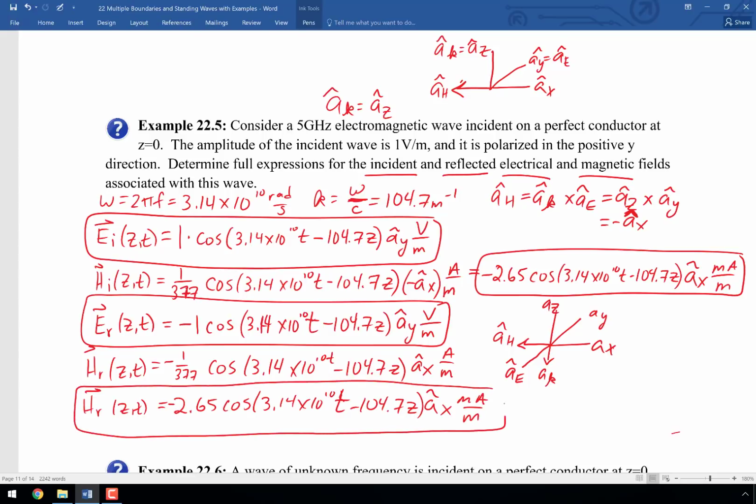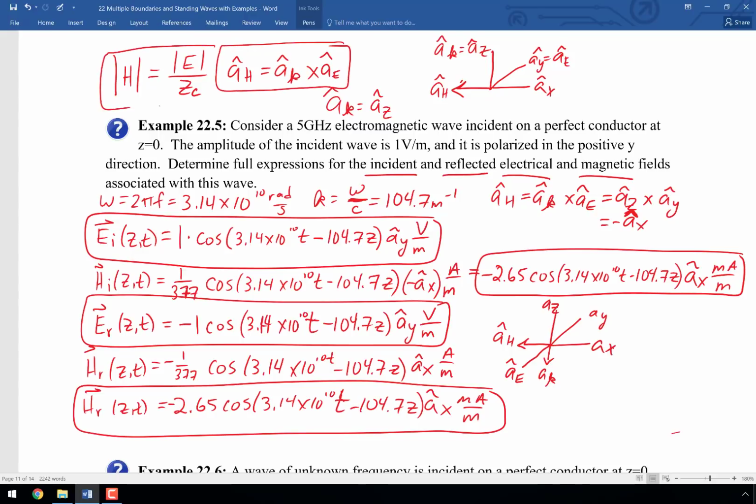And we're able to identify the electric and magnetic field in the incident and reflected directions, and to give a full specification of them. Anything that we would want to know, we can find from there. Just remember that the magnitude of the magnetic field is equal to the magnitude of the electric field divided by Z sub C, which for free space is 377 ohms, and the direction of the magnetic field is equal to the direction of travel crossed with the direction of the electric field. If you remember these two facts, you can always find the magnetic field given the electric field and the direction of travel.